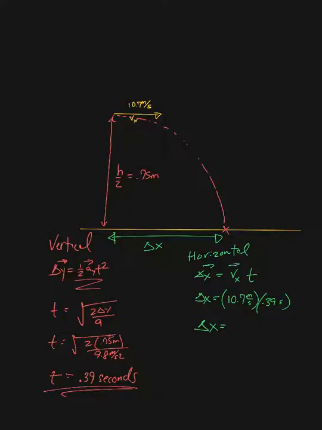10.7 times 0.39. So we get about 4.2 meters. That would be the range of the projectile. So if we want to know where the stone will hit the ground, it hits 4.2 meters away horizontally from the position you mark on the ground below where the rock was launched. So it's going to travel 4.2 meters horizontally.